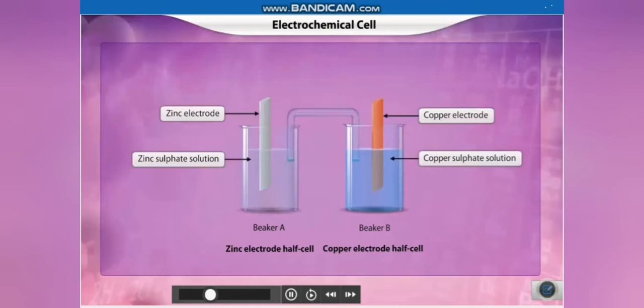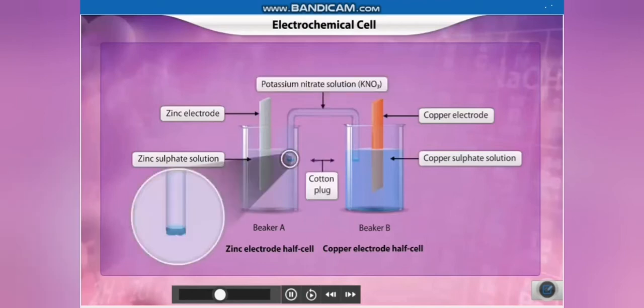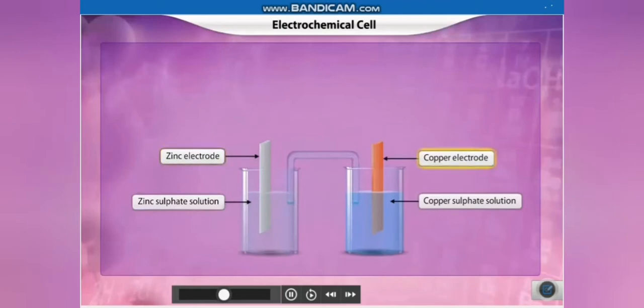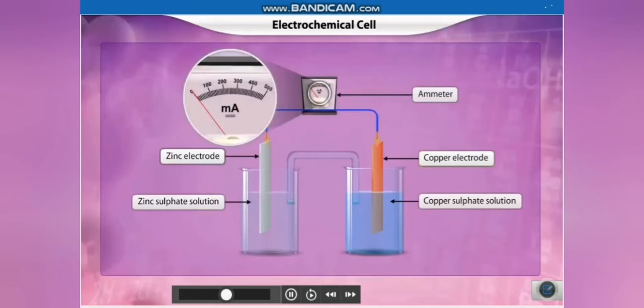Now there is a U-tube which is immersed into the two beakers, which acts as a salt bridge. This is to maintain the electrical neutrality between the two solutions. The salt bridge is made up of potassium nitrate solution, and there is a cotton plug inserted at the ends of this glass tube. The zinc electrode and the copper electrode are connected to an ammeter through insulated copper wire.